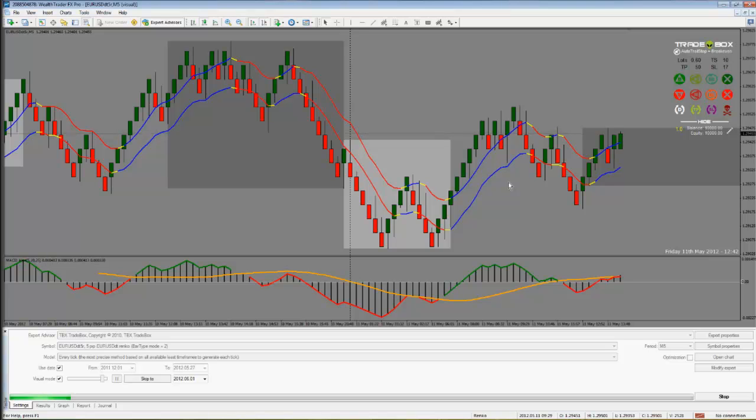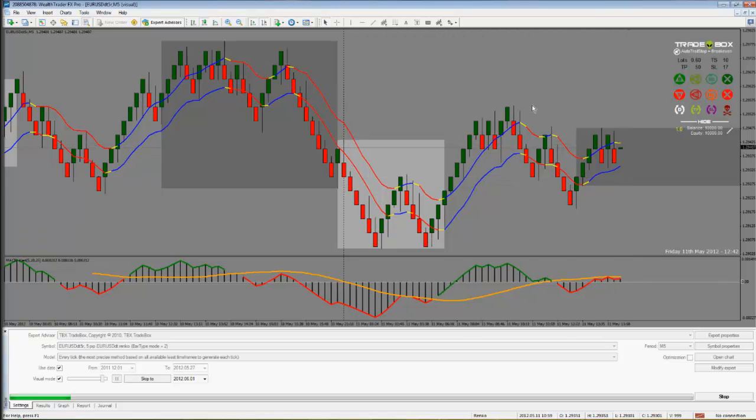Now, we're going to be really cautious coming into the US because that's still red, so I'm not going to take this trade. And then we've got a high up here as well. So I'll just zoom along and see how it goes.